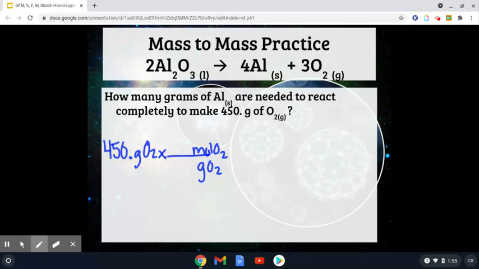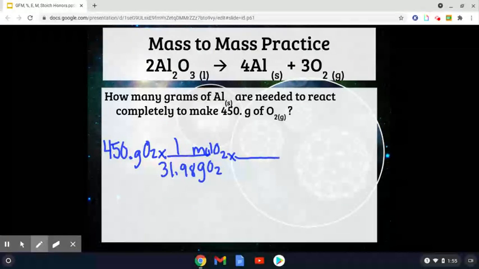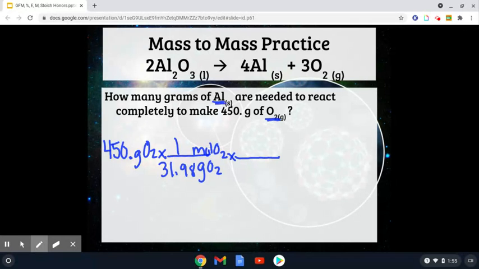Oxygen has a gram formula mass of 31.98. 1 mole of O2 on the top. Then I want to do a mole to mole conversion factor between oxygen and aluminum. So I now want moles of aluminum on the top. I'm going to pull down those moles of oxygen on the bottom so they cancel out. So this comes right from the equation. For every 3 moles of oxygen, I have 4 moles of aluminum. So it's a 3 and 4 ratio.